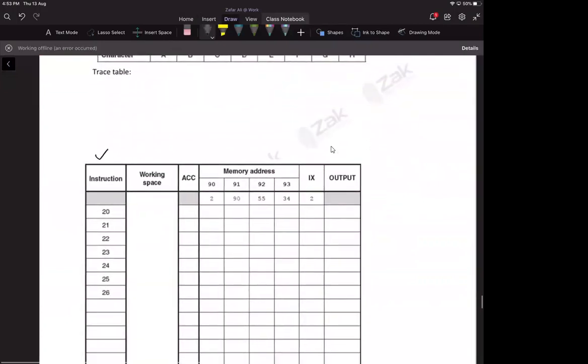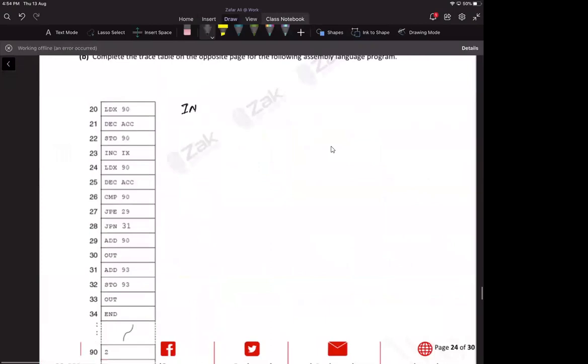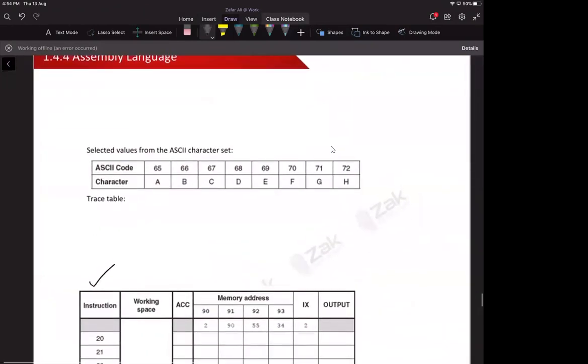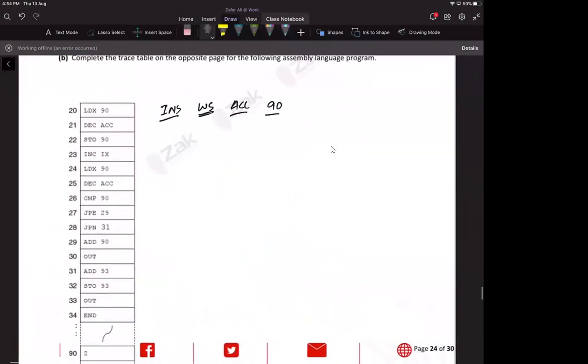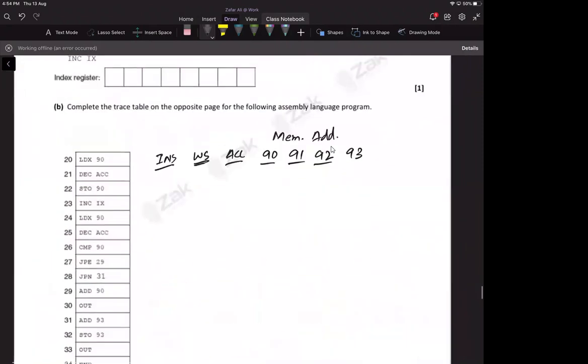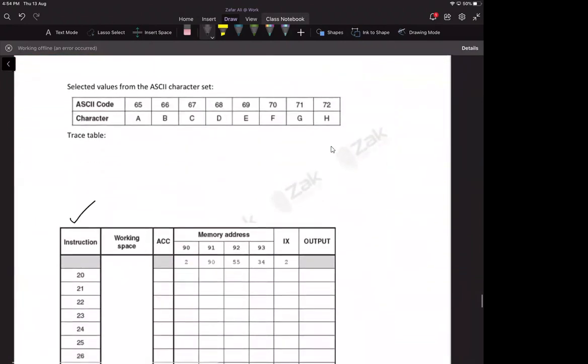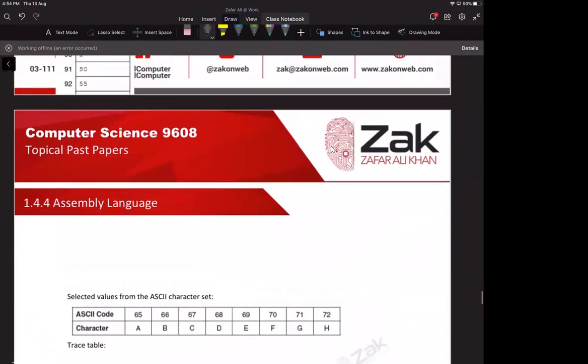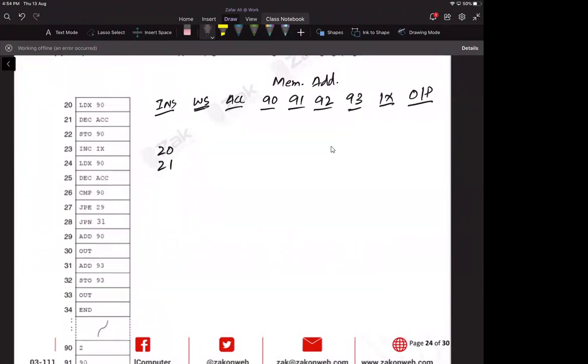Okay, now what they have done, they have included the instruction number over here as well. So we would have to actually take this into consideration. So instruction, workspace, accumulator, instruction, workspace, accumulator, and then we have got addresses 90, 91, 92, 93. These are the memory addresses. And then we have got index register and output. In instructions, they have given 20, 21, 22, 23, 24, 25, 26.